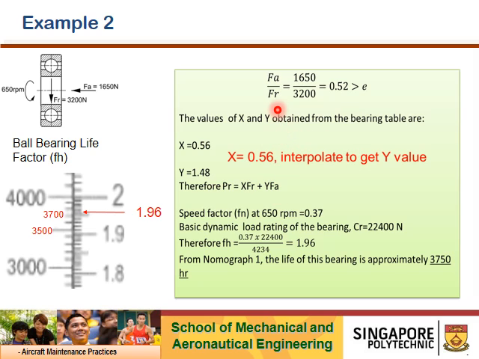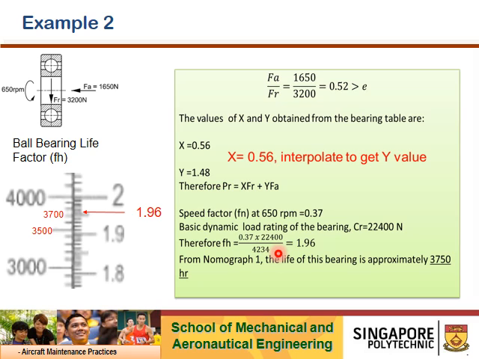All right, continuing from the previous slide. I know that my Fa over Fr ratio of 0.52 is greater than e, so my X will be on the right column, 0.56, and my Y after interpolation will be 1.48. Quite close, huh? So therefore, I will know my Pr. I substitute in the variables, and my Pr after calculation should be 4234.